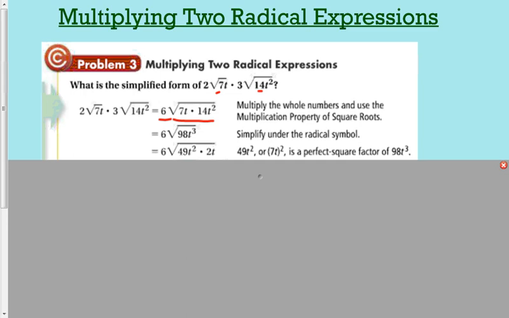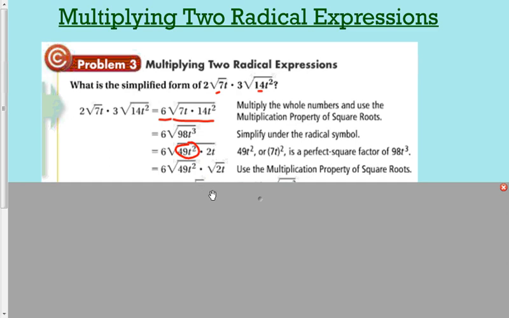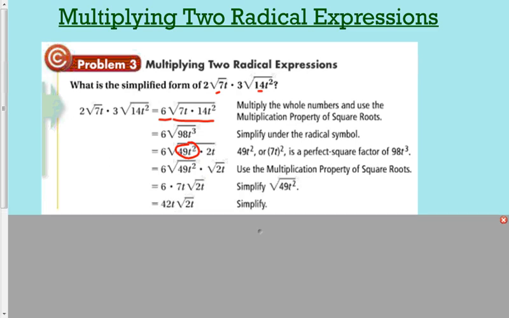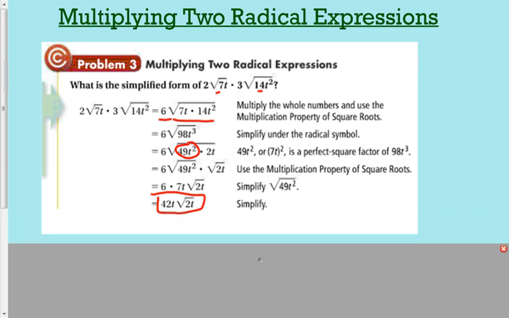So if you do a factor tree, you can do that, or you can break it down. 49 goes into 98. The square root of 49 is 7. And also t squared, you can pull out, and the square root of t squared is t. So this part is going to be coming out as 7 and t, which would make 6 times 7t, which is 42t. The 2t stays in there because that can't be simplified any further. And this would be your simplified answer when you have it fully simplified.